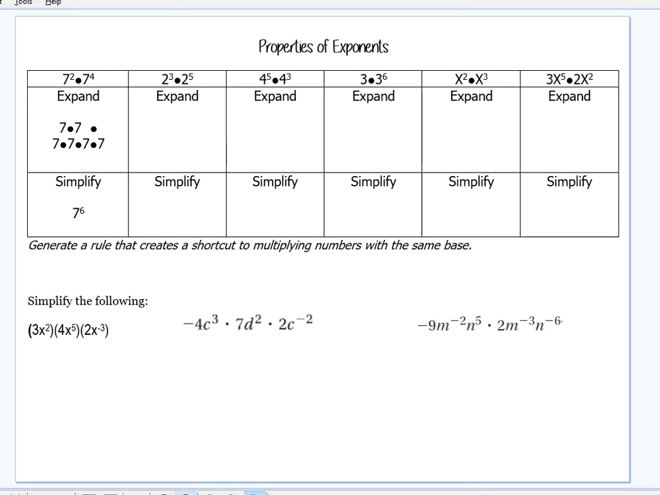Okay. Now looking at that properties of exponents sheet, go ahead and take a minute and fill in this chart of expanding, and see if you can generate a rule about how to multiply numbers with the same base. What happens to your exponents? So go ahead and hit pause for a minute, and then we'll check the answers here in just a moment, whenever you're ready.